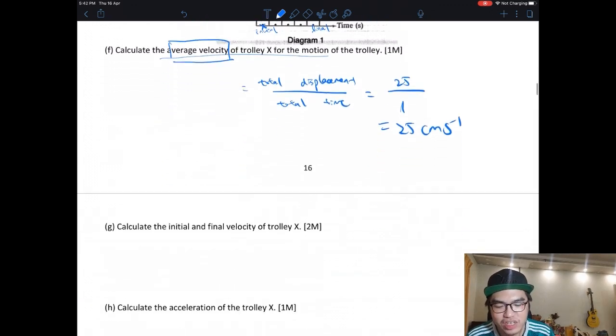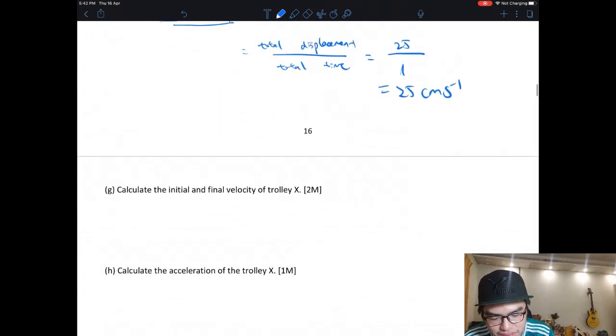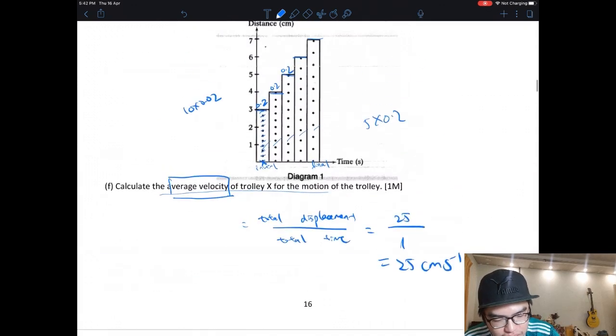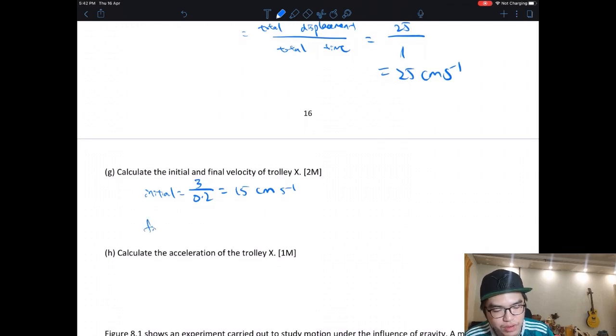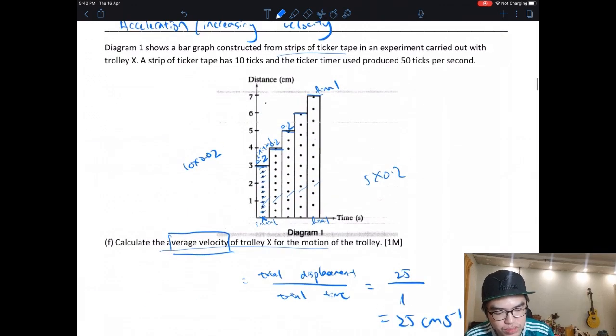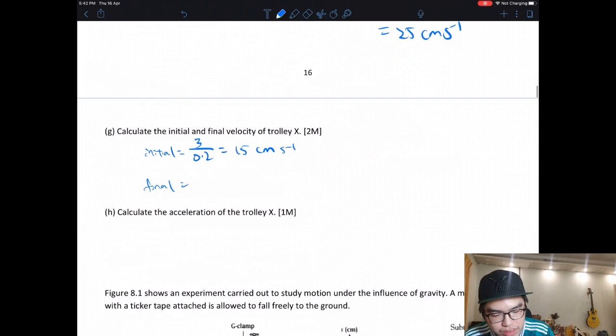Alright, so initial and final velocity. So what's the initial? Okay, initial, I use the first strip. This is initial. Label it so that you don't get confused. So initial is 3 divided by 0.2. You should get 15 cm per second. Okay, how about final? Final is the last one. So 7 divided by 0.2, you should get 35.